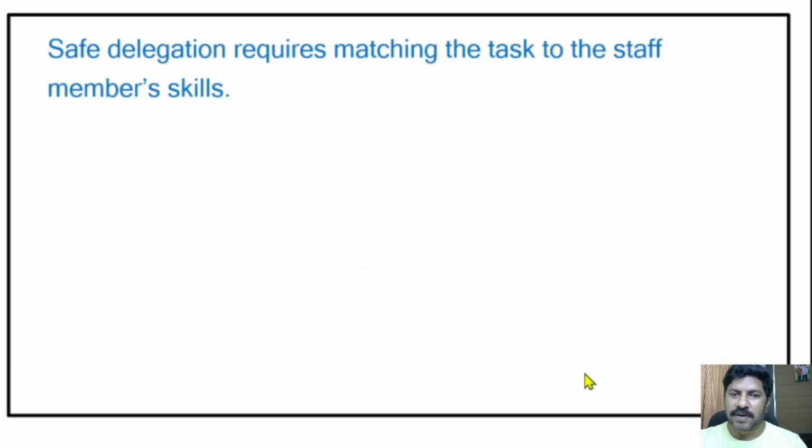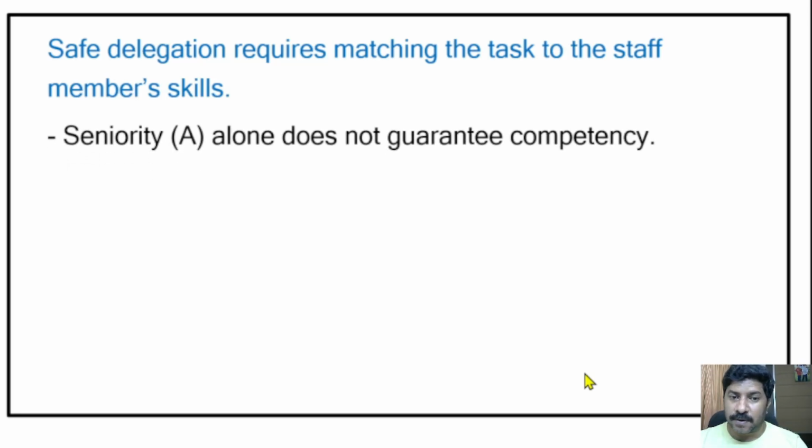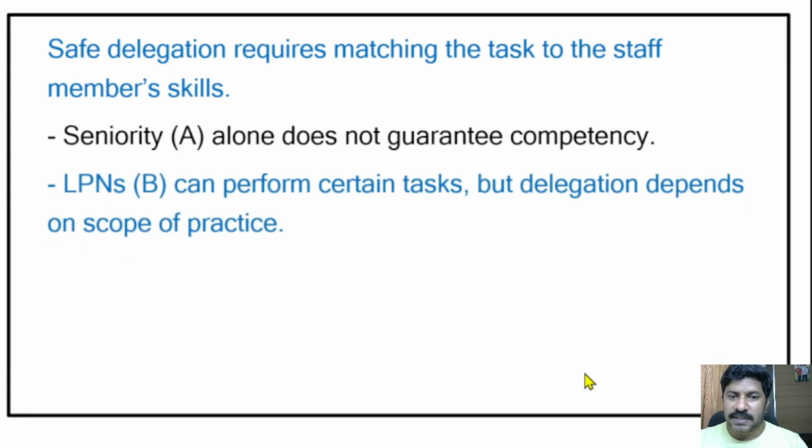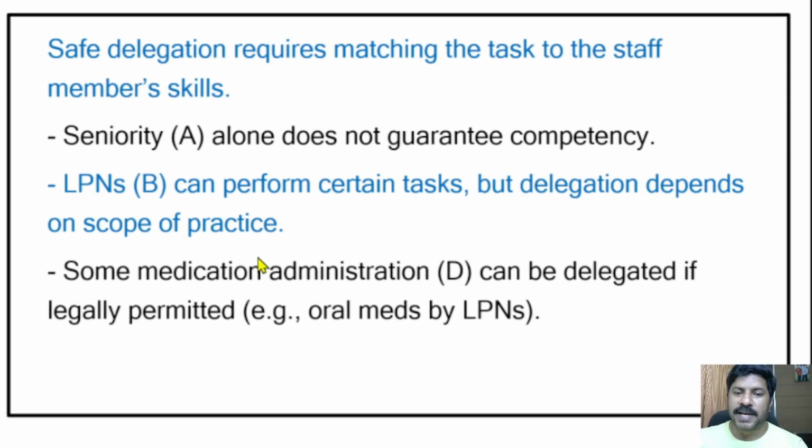Safe delegation requires matching the task to the staff member's skill. So based on the staff skills, the delegation should happen. Seniority alone does not guarantee competency. LPNs can perform certain tasks, but delegation depends upon scope of practice. Some medication administration can be delegated if legally permitted. So those are some examples of delegation.